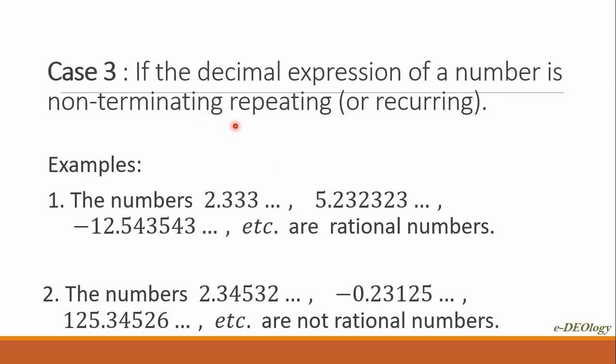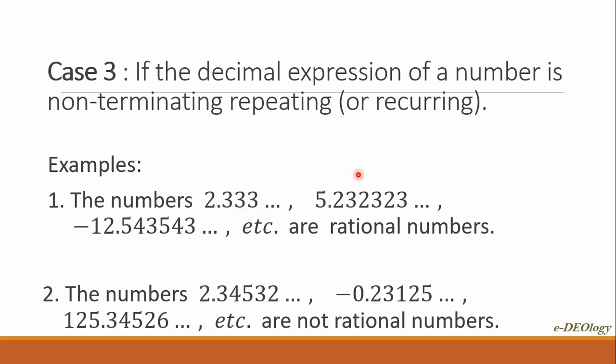The third case is about decimal expression also, but this time the decimal is non-terminating but repeating. Look at our examples below. The numbers 2.333 and there are 3 dots that follow here. It means it is continuous. But because of this pattern of repetition of 333, this is considered to be a rational number.